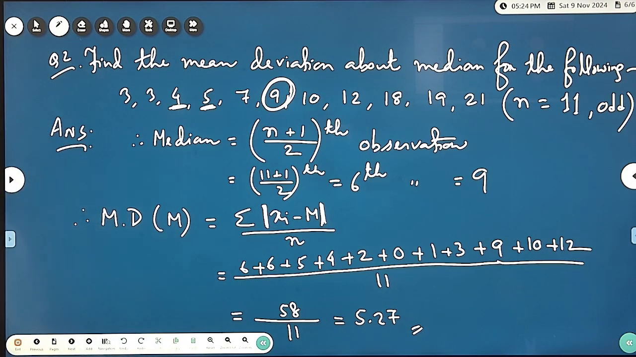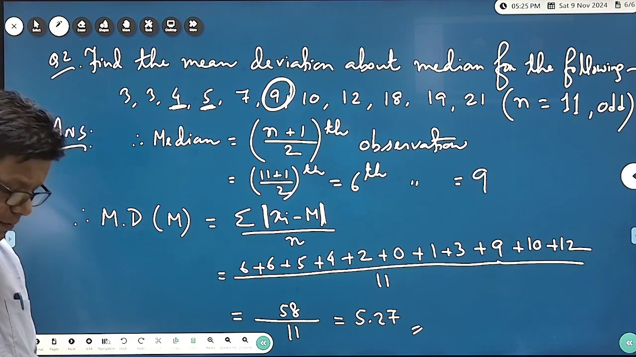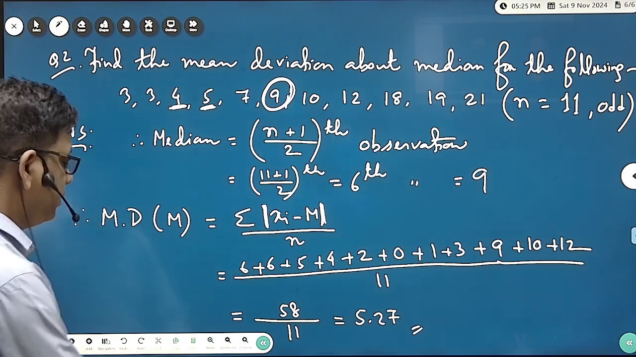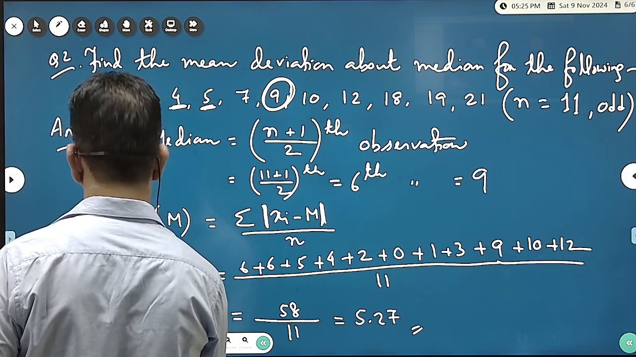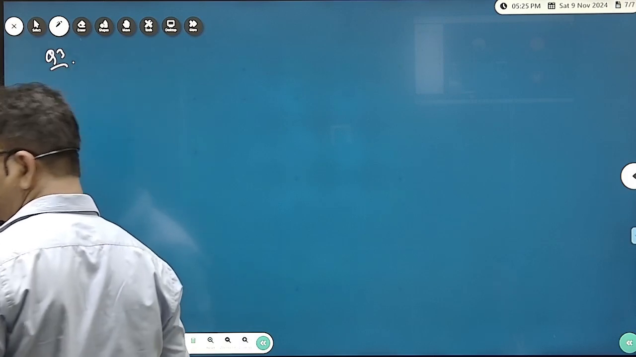Now this formula is for ungrouped data, discrete data. It can also be extended to grouped data. I'm just doing only one for grouped data. Can I start? And then we will start the next topic. Is it okay? Done? All right. So this is my number 3. Only one we will do about grouped data, right?